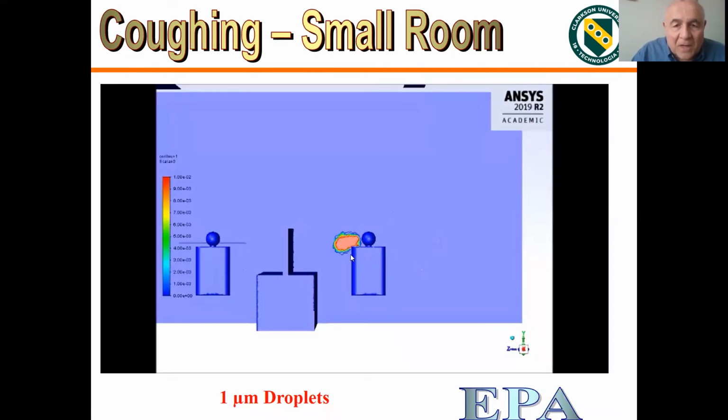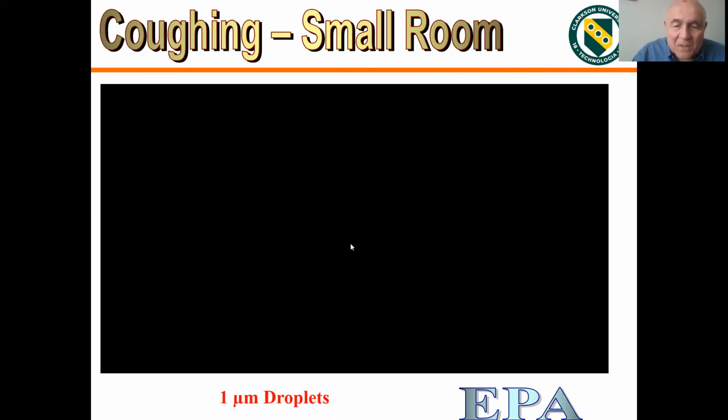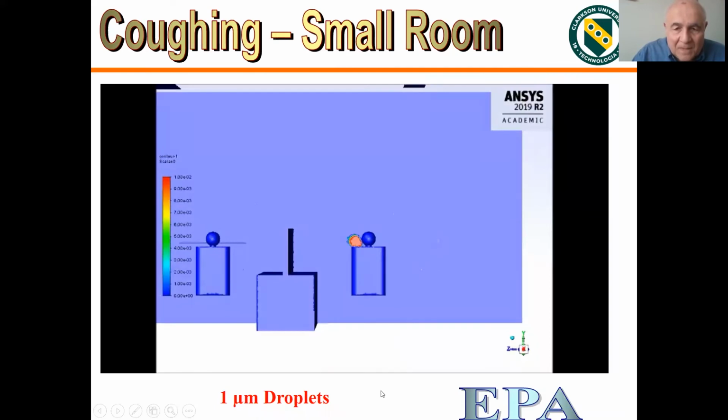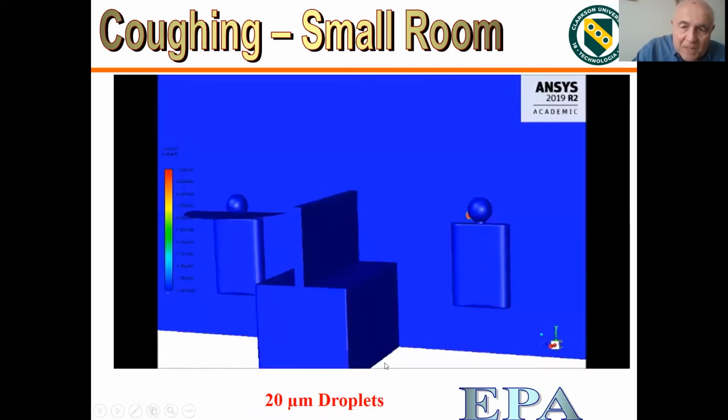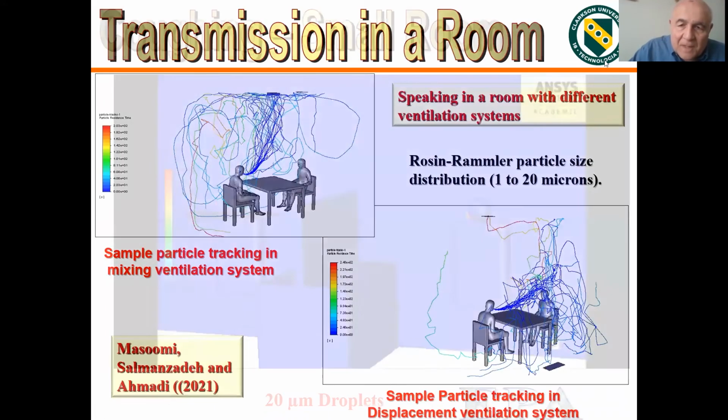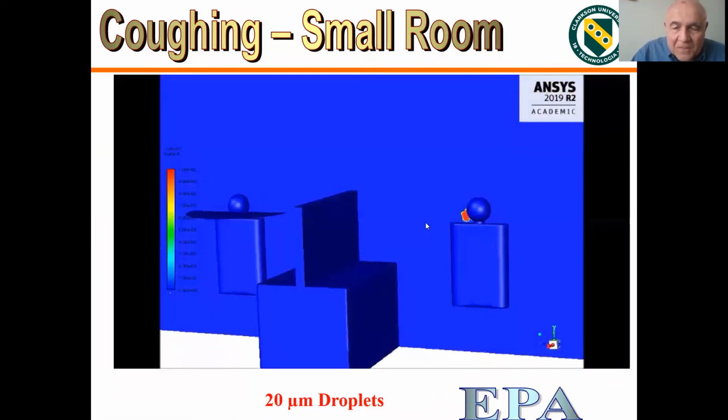This is a study for a coughing person. This is a 1 micron droplet. This person coughs, and we show how it is emitted and disperses in the room. Sorry, this is the coughing 20 micron particle here. This is kind of average coughing. Again, we see that concentration builds, and then it decays in time.